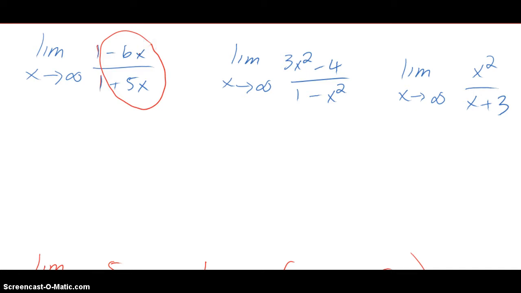And what's going to happen is the two x's are going to cancel, and we're pretty much going to be left with negative 6 over 5. So that's the limit there.